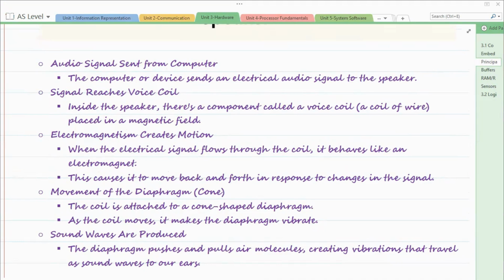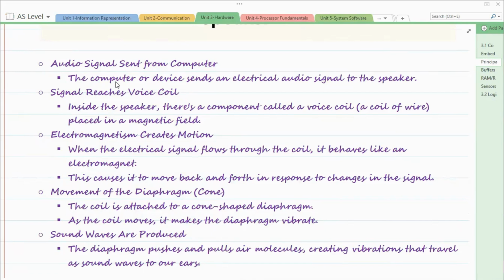The process starts when a computer or device sends an audio signal. This can be digital or analog, right? If it is digital, it is passed through a digital to analog converter to convert it into an analog electrical signal. Then this analog signal is fed into an amplifier, which boosts the signal's power to drive the speaker components. The amplified signal flows into the voice coil, a coil of wire placed inside a permanent magnet.